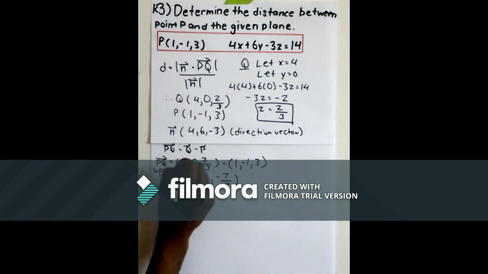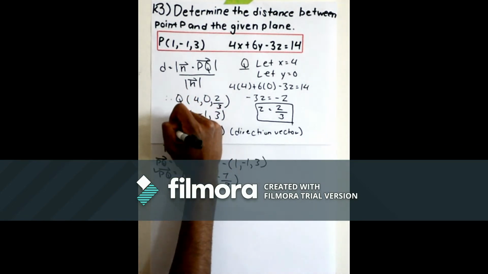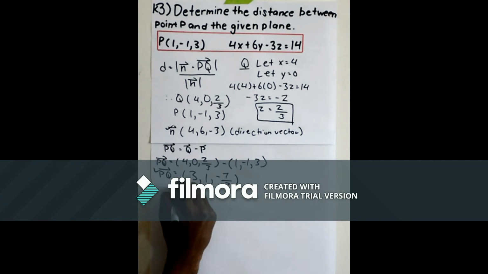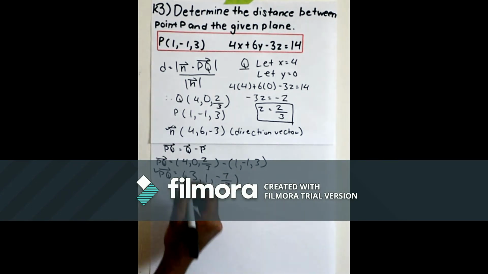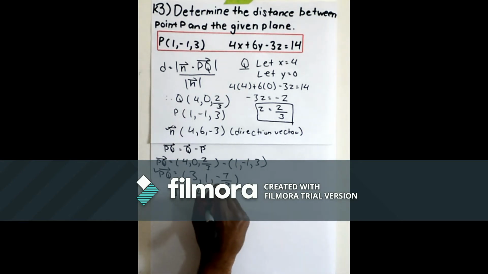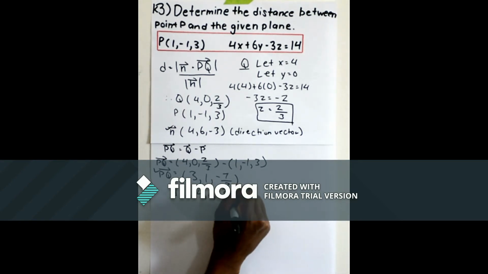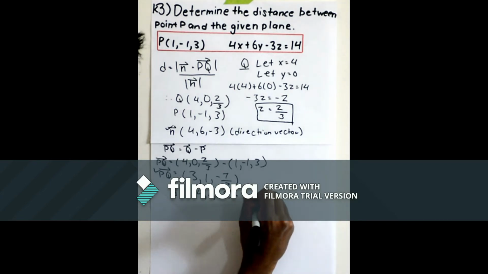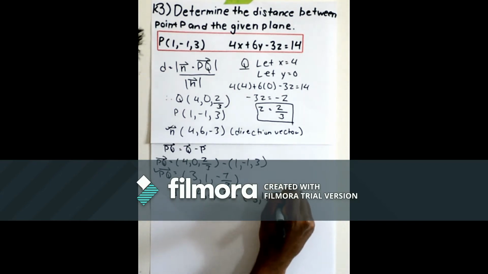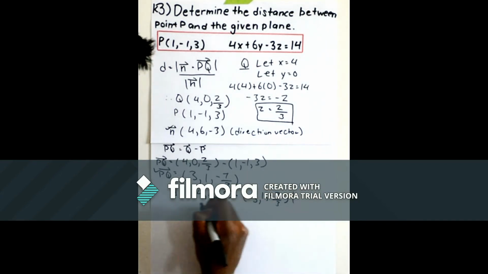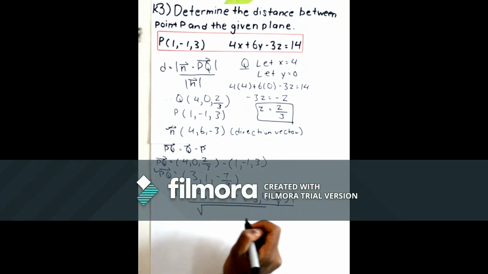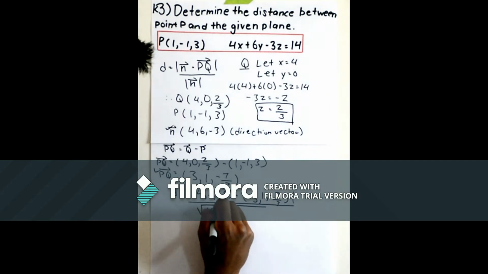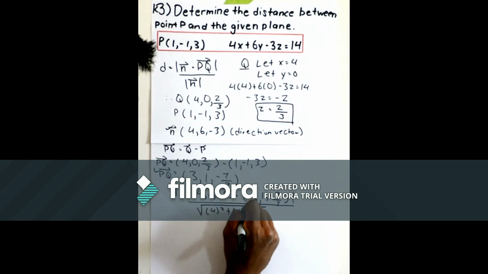So now since we have vector n and vector PQ, we can sub them both into our distance equation to solve for the minimum distance. On top, we do the dot product between vector n and vector PQ and take the magnitude, and we get a final answer of 25. Then on the bottom, the magnitude of vector n gives us root 61. Therefore, the distance between the point and the plane is 25 over root 61 units.